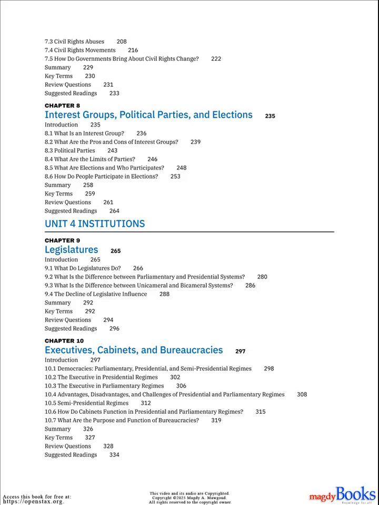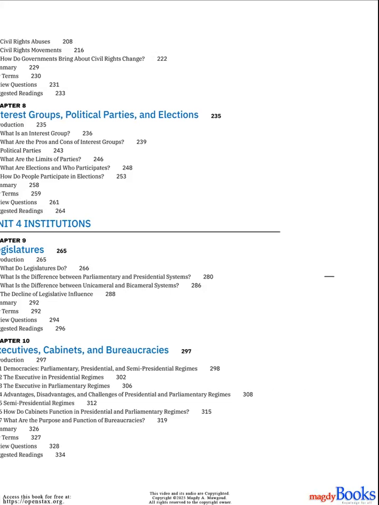Suggested readings. Chapter 10, Executives, Cabinets, and Bureaucracies. Introduction. 10.1, Democracies: Parliamentary, presidential, and semi-presidential regimes. 10.2, The executive in presidential regimes. 10.3, The executive in parliamentary regimes. 10.4, Advantages, disadvantages, and challenges of presidential and parliamentary regimes. 10.5, Semi-presidential regimes. 10.6, How do cabinets function in presidential and parliamentary regimes? 10.7, What are the purpose and function of bureaucracies? Summary. Key terms. Review questions.